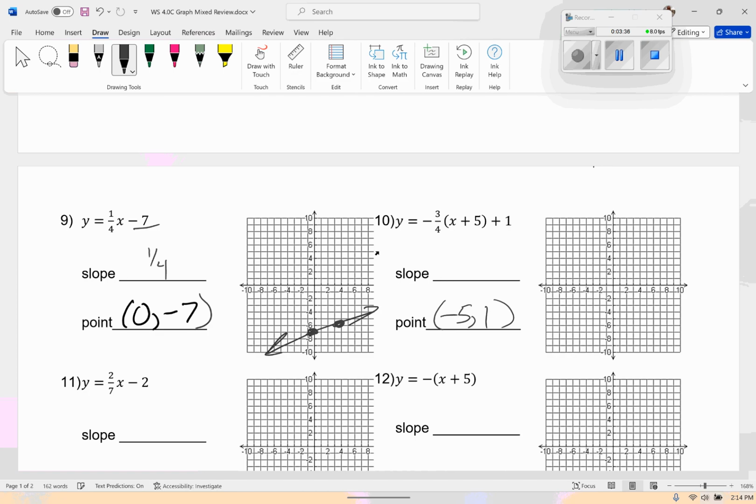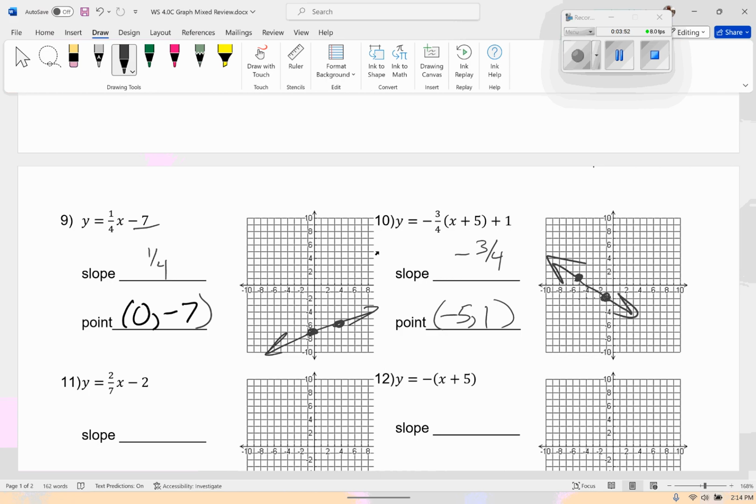Why is it a -5, friends? It was in the parentheses. So (-5, 1). Slope, -3/4. So from this point, I'm going to go down 1, 2, 3, right, 1, 2, 3, 4. Connect the dots. Call it good.